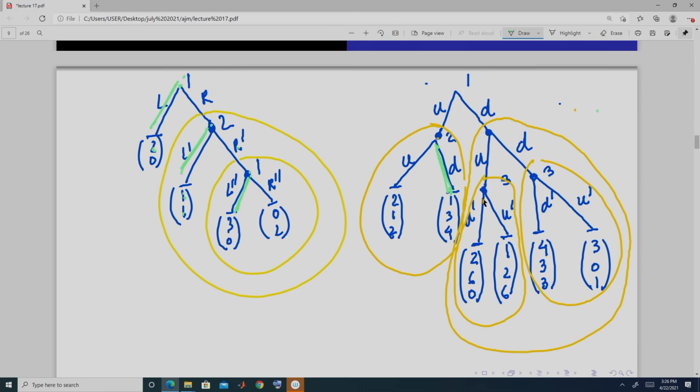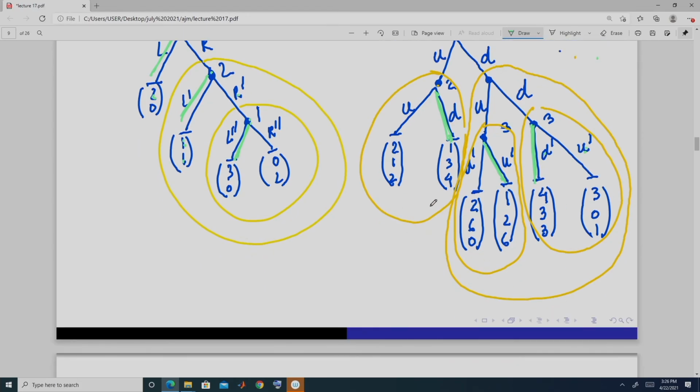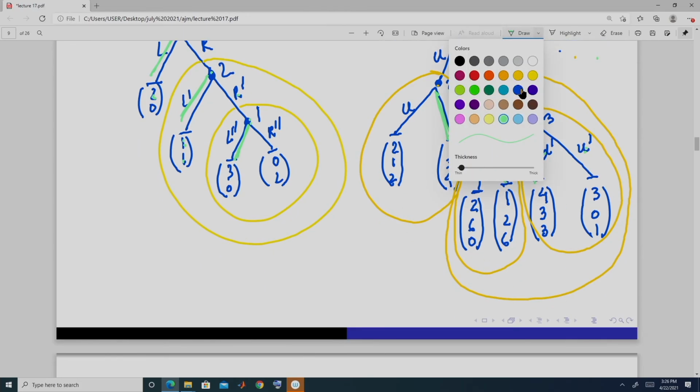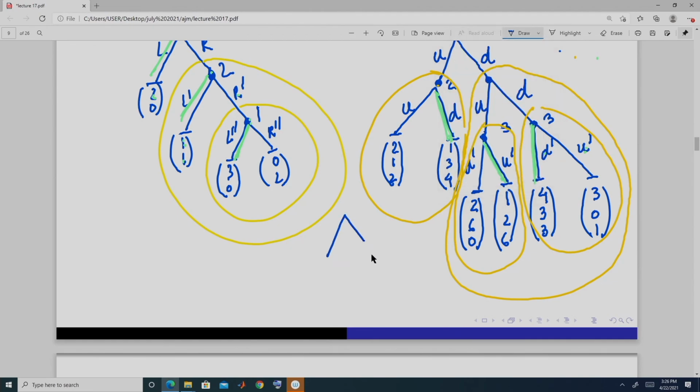Then let us start from this subgame. In this game, player 3 chooses between D dash and U dash. If D dash gives 0, U dash gives 6. So, player 3 is going to choose this. In this subgame, player 3 is choosing between D dash, U dash: D dash 3, U dash 1. So, now you can see that this game has become something like this.